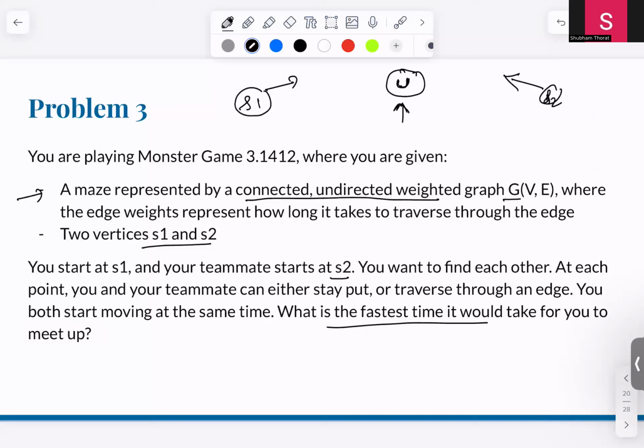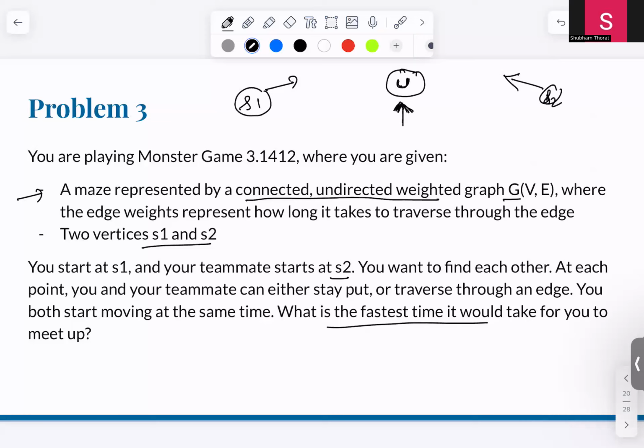Oh yeah, Dijkstra's, that's a good start. Okay, I see a solution saying run Dijkstra's on both S. So if you run Dijkstra's from both the S's, what is it that you're looking for? You still don't know which point you're going to meet at. You need to find that point as well, right? Somehow.